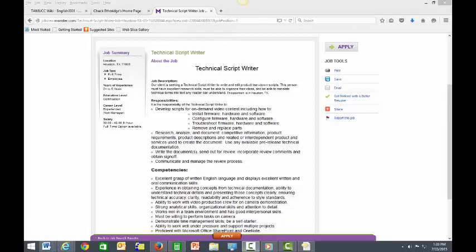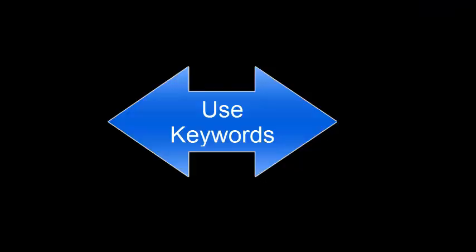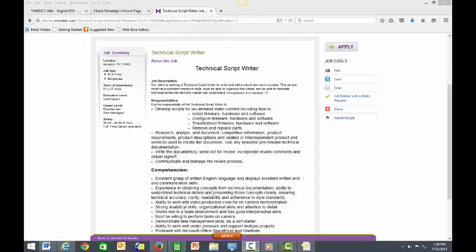Use keywords. Let's take a minute to look at this job that I found on Monster.com. This job describes a number of the qualities that you would need in order to do this job of a scriptwriter effectively. I hope you're getting a sense that these keywords are important. But what are the keywords in this document? Well, if you look, develop scripts for on-demand video content is important. To be able to research, analyze, and document information is important. To write documents. To communicate and manage the review process. These are the important keywords.